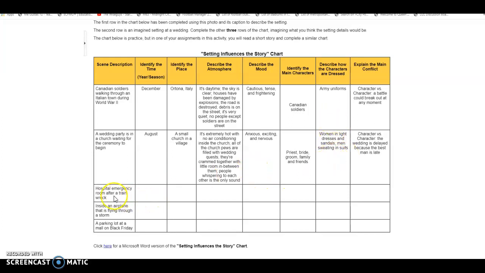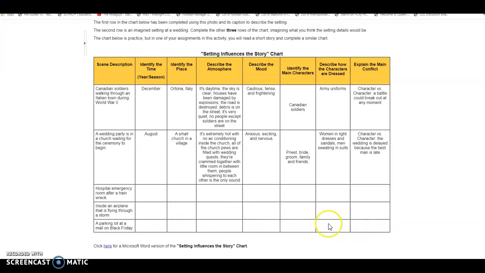And what they're going to ask you to do is take these three scenes. Imagine a hospital emergency room after a train wreck, or the inside of an airplane during a storm, or a mall parking lot on Black Friday. And you can kind of make these up out of your own imagination a little bit. They're going to ask you to fill in these rows and create the setting for each one of those scenes. And it's just a practice exercise to see if you can understand the different parts of setting.